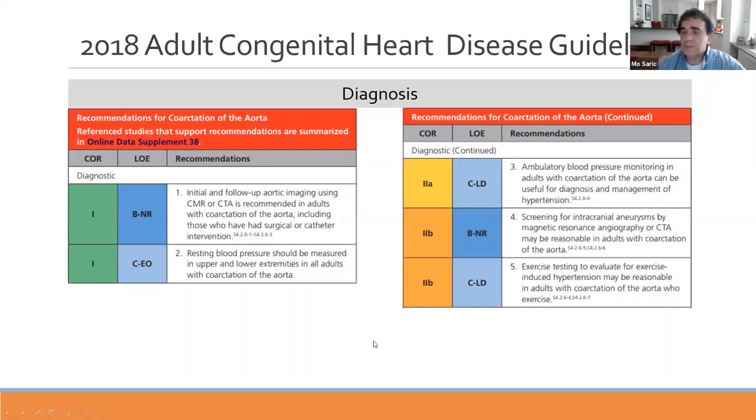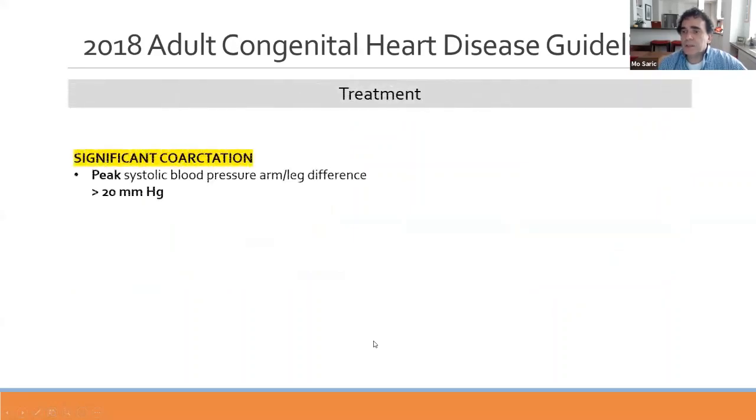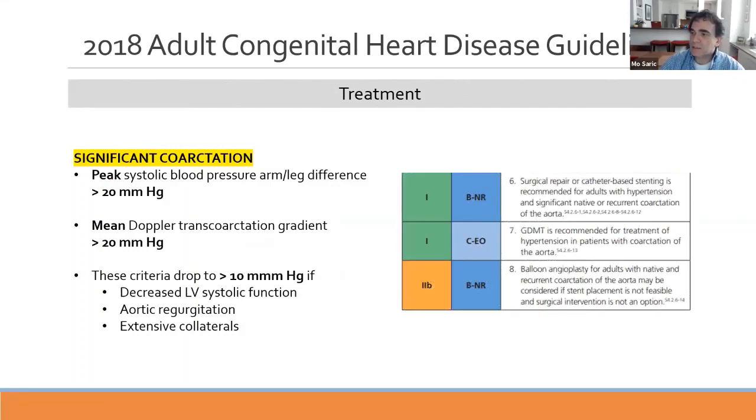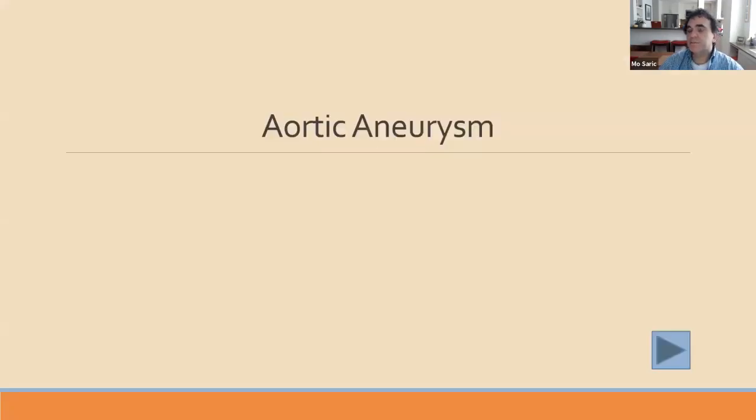With respect to treatment, we treat coarctation when the peak systolic pressure arm to leg difference is more than 20 millimeters, and a mean Doppler transcoarctation gradient of more than 20 millimeters of mercury. And these criteria drop to greater than 10 millimeters of mercury if there is decreased LV systolic function, aortic regurgitation, or very extensive collaterals. And these are the indications for either surgical or percutaneous treatment of aortic coarctation.